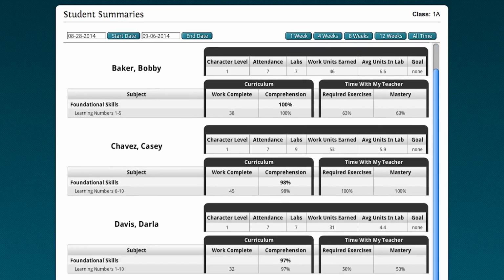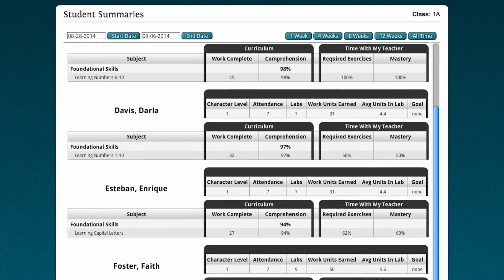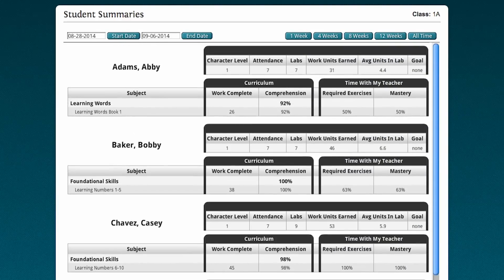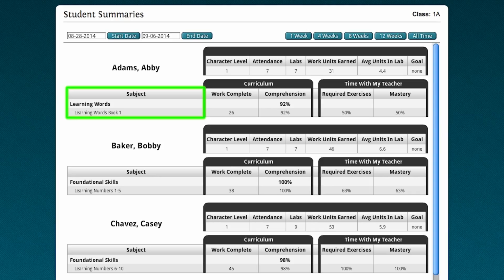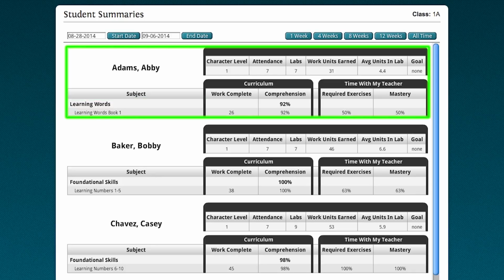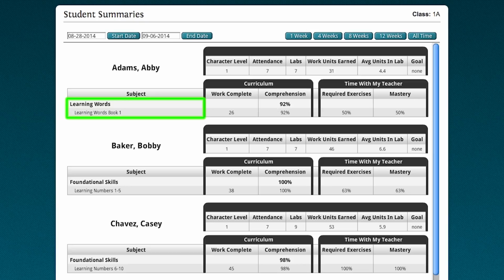Now, each student in the class's records can be viewed by simply scrolling. Under the student's name will be subject, and it will show all of the subjects that the student is currently working in. For example, Abby Adams is working in learning words. So Abby Adams is probably a 2 or 3-year-old starting the program working in learning words book number 1.